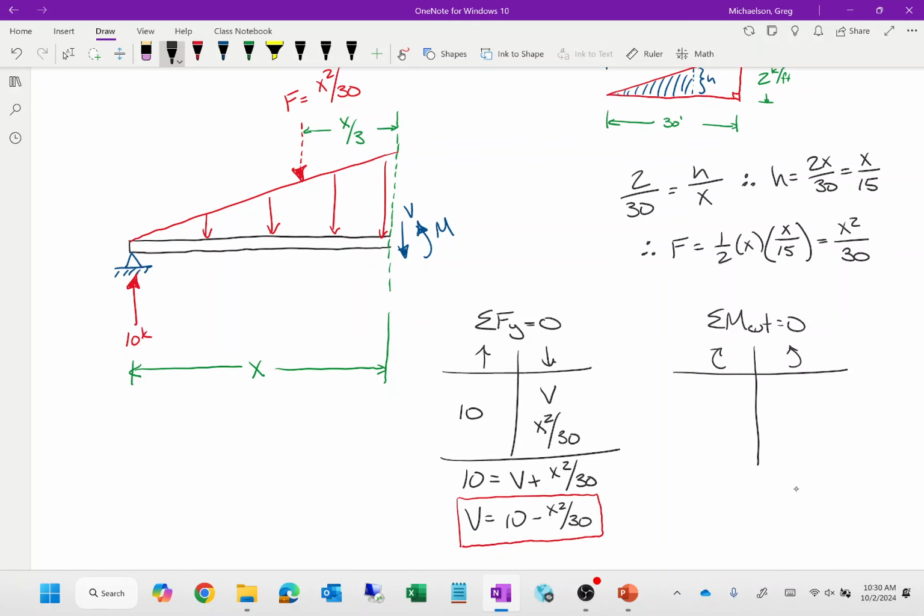So tell me what to write. What do I do with this 10 kips? What do I do? Ignore it. Huh? Oh, never mind. Wrong thing. 10x on what side, left or right? Left. 10x goes right here.